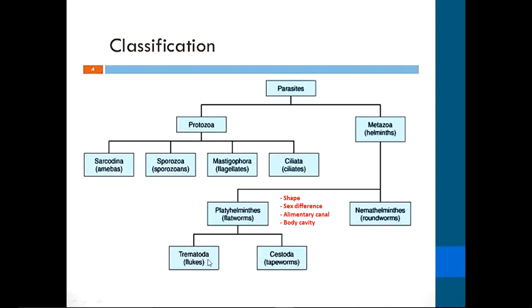The trematodes are also hermaphrodite, but there is one exception, which is the schistosoma. In case of schistosoma, the sexes are separate. If we talk about the alimentary canal, in case of cestodes, the alimentary canal is absent. In case of trematodes, it is present, but it is incomplete and there is no anus.